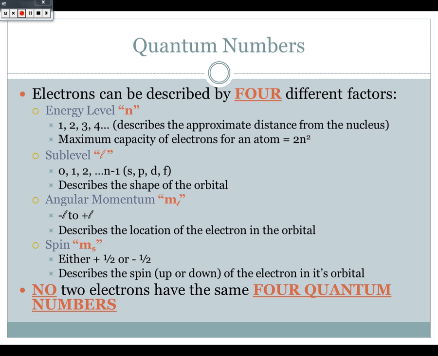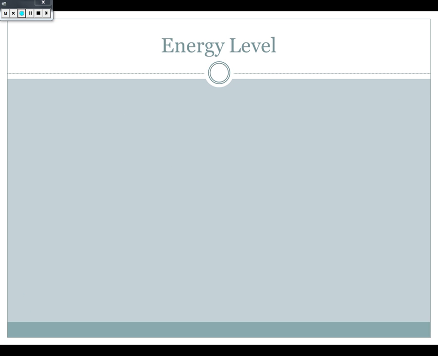Now, electrons are like snowflakes in that no 2 electrons can have the same 4 quantum numbers. So you can't have identical electrons. You could have the same 3 quantum numbers, but the 4th one would have to be different. So you could have the same n, l, and m sub l, but your m sub s would have to be different. Or you could have the same l, m sub l, and m sub s, but your n would have to be different. So you can have 3 of the 4 be the same, but the 4th one has to be different, because no 2 electrons are the same. And each of these quantum numbers is describing a different electron.